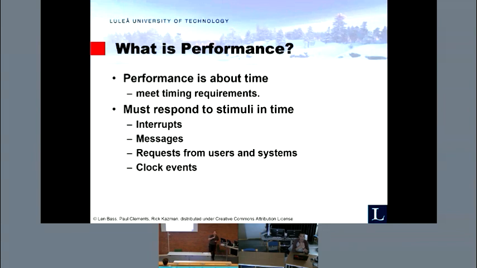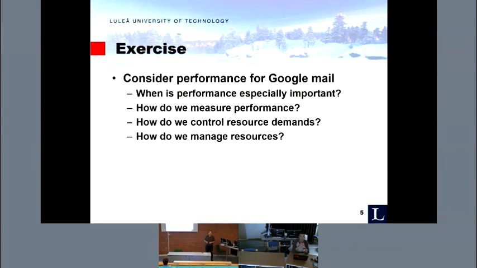So we're going to start off with a short discussion as normal. And guess what? We're going to do Google Mail as an example. It's a very handy software. Most people know about it, and it covers all sorts of quality attributes. So in groups of two or three, briefly discuss these questions. When is performance especially important? How do we measure performance? How do we control resource demands? And how do we manage resources, for example, for Google Mail? Pick one or two examples and answer these questions for each of them. You don't need to cover everything, just focus on one or two things. Okay?